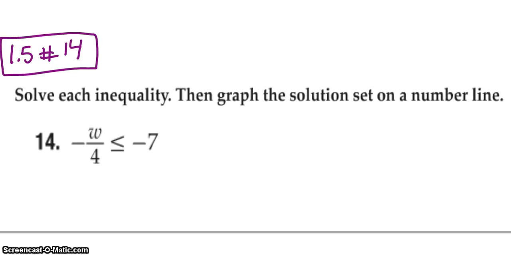Solving an inequality. Same rules as equations, the only thing you have to watch out for is if you multiply or divide by a negative number.